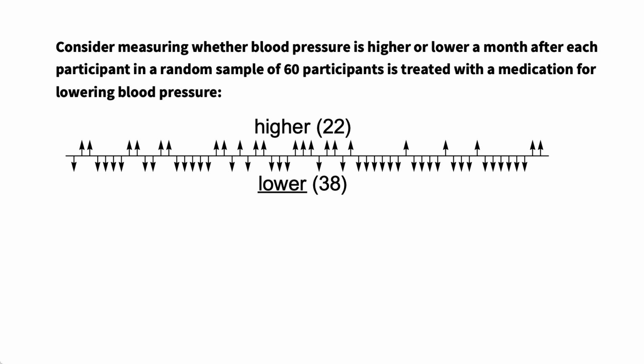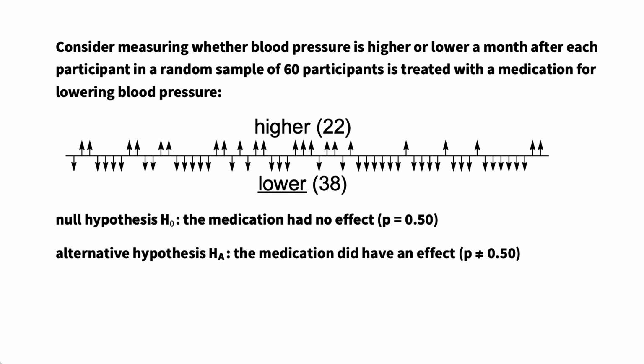If the medication has no effect, the expected result is that after a month, half of the population will have a lower blood pressure and half will have higher blood pressure simply due to random day-to-day fluctuations. So the null hypothesis is a success rate p of 0.5. The alternative hypothesis is that p is not 0.5.